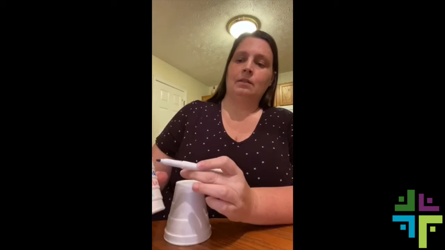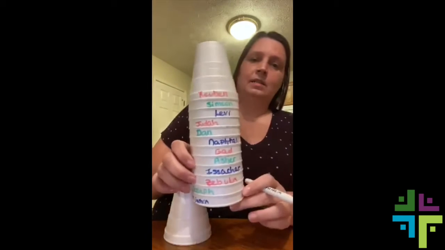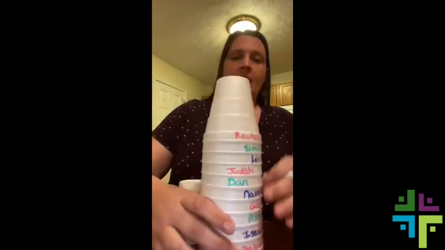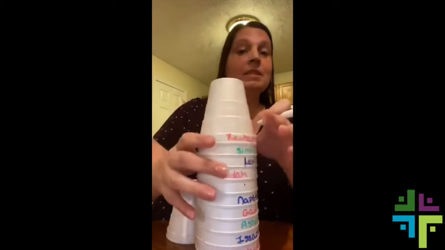And I wrote it here on this part of the cup. But you could write it anywhere on the cup you wanted to, because you could play a game with it. The reason that I wrote it here on the lip is because that way you could stack them, and you could take them off and play a game, you can take one out and go, which one's missing?